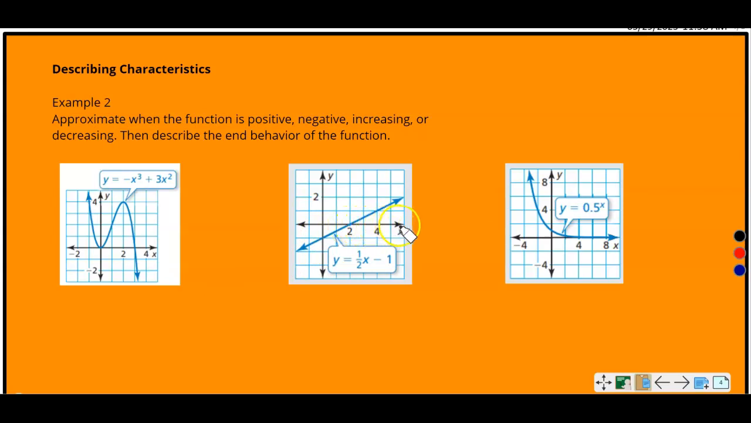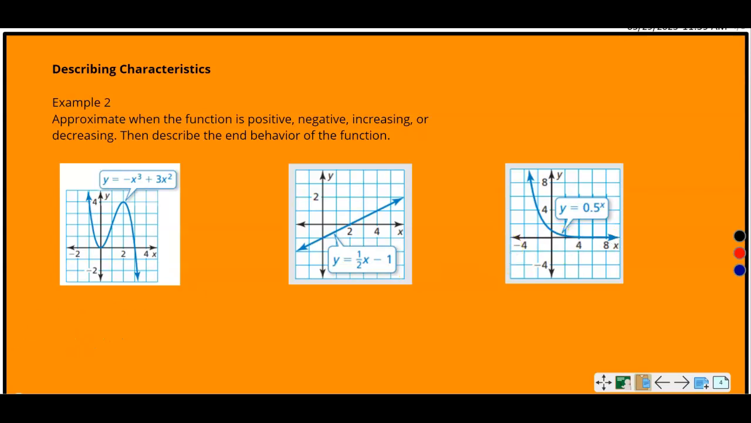This one, as x goes positive, it's going up. So as x goes to positive infinity, y also goes to positive infinity. This one, and this is talking about the end behavior, as x goes to the left, x is going towards negative infinity, my y's are going towards positive infinity. And for this one, as x approaches infinity, my y values are approaching 0. So this one would actually be approaching 0, not infinity.